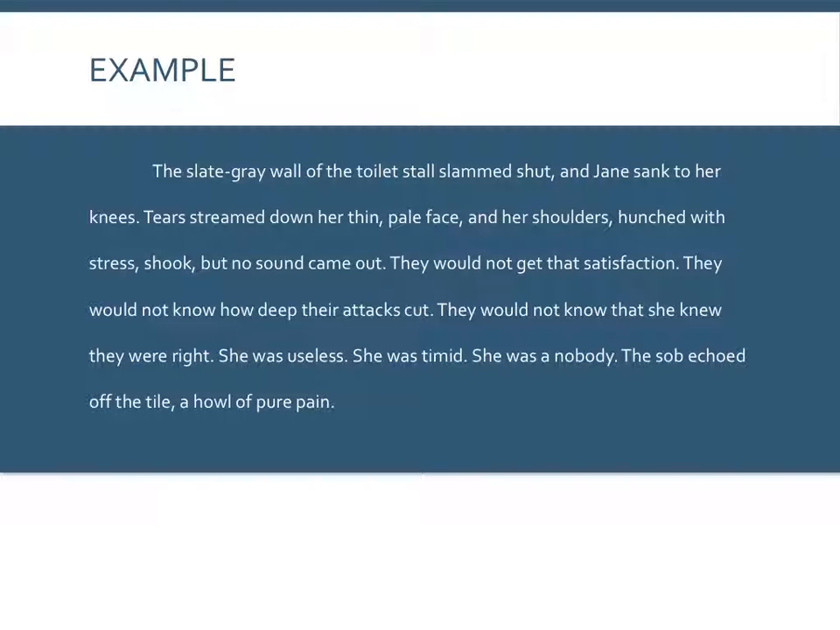Now for some more development, when we talk about that character development and using both direct and indirect characterization, I want to show you what that might look like too. So I've created what could be the hook for the story that I just outlined. The slate gray wall of the toilet stall slammed shut and Jane sank to her knees. So I'm starting here with indirect. I'm going to do I for indirect.